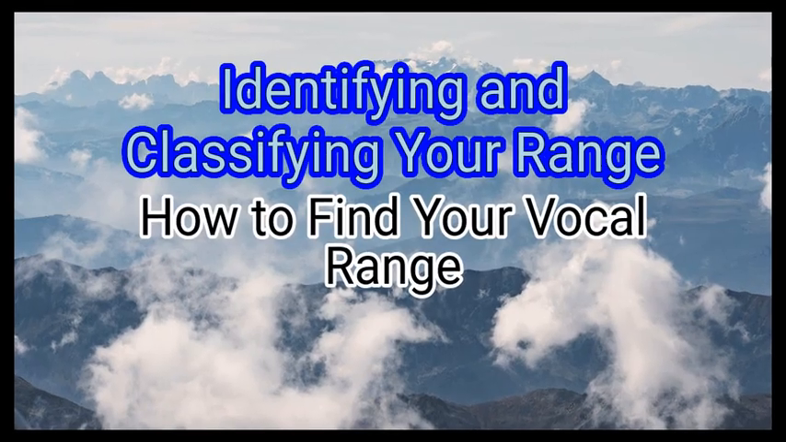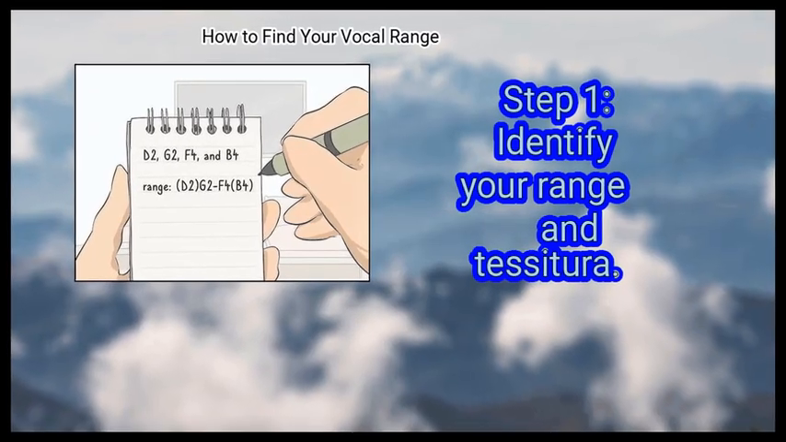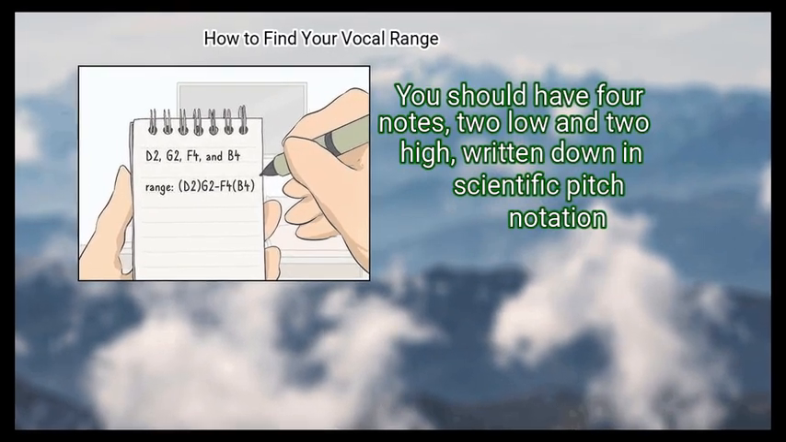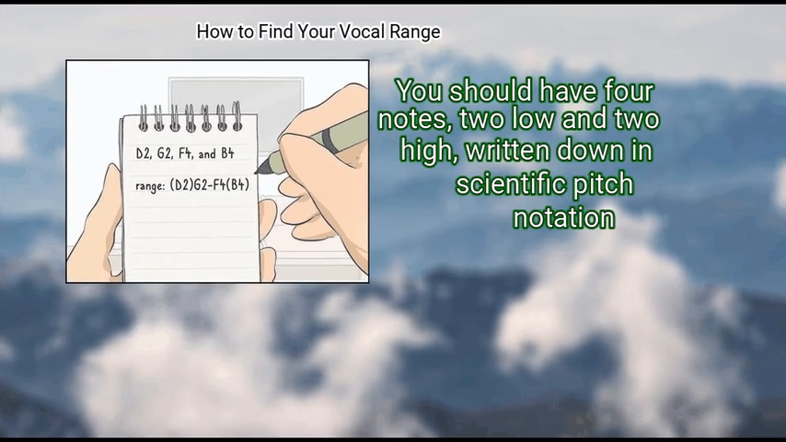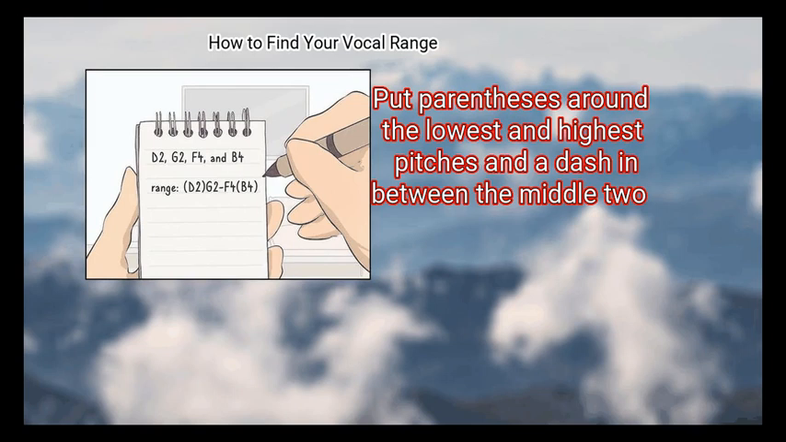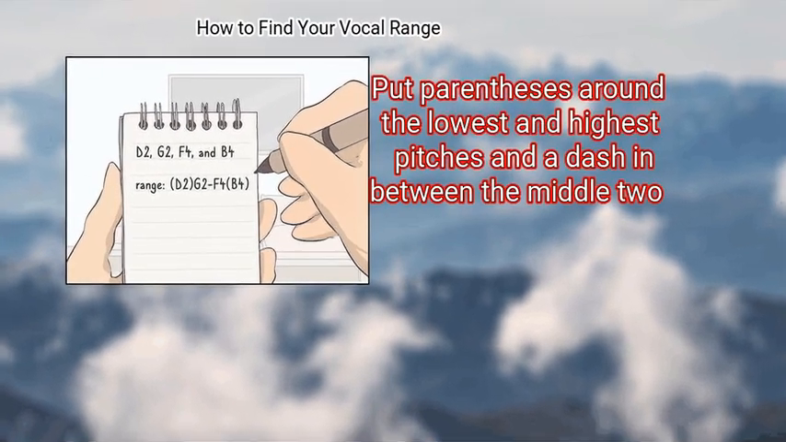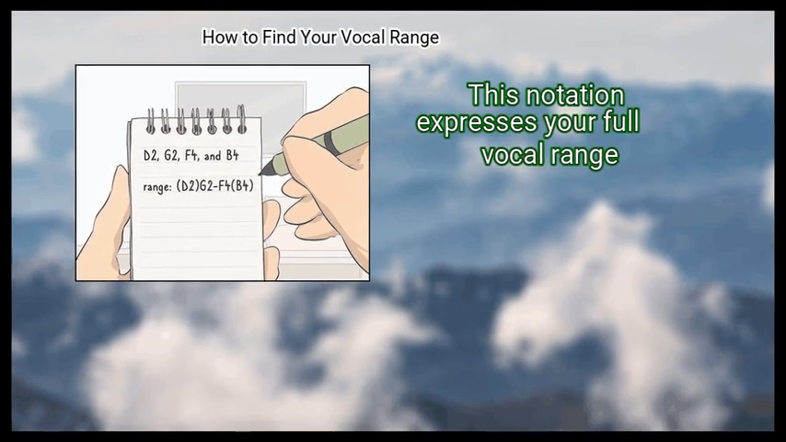Method 3. Identifying and classifying your range. First, identify your range in tessitura. You should have 4 notes, 2 low and 2 high, written down in scientific pitch notation. Arrange them from lowest to highest. Put parentheses around the lowest and highest pitches and a dash in between the middle two. This notation expresses your full vocal range.